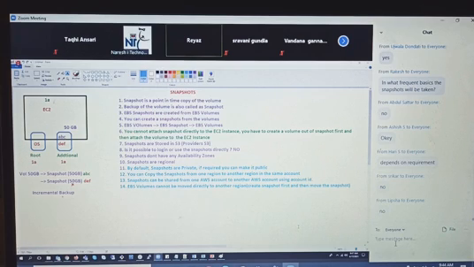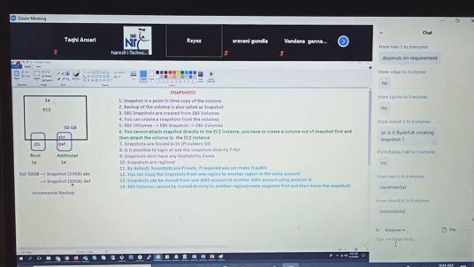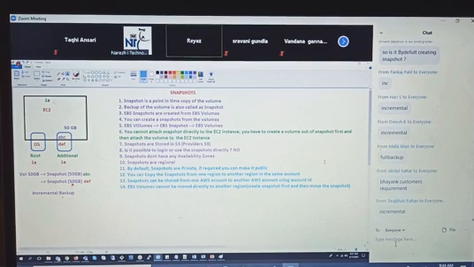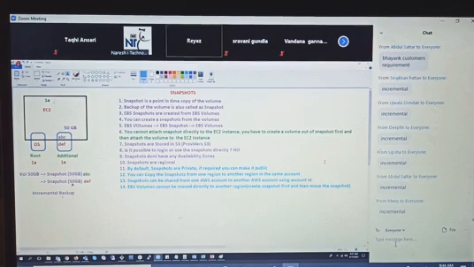Okay. Snapshots are incremental or full backup? Incremental. Yes, it is incremental. Not full. It is incremental. Nice. Okay.